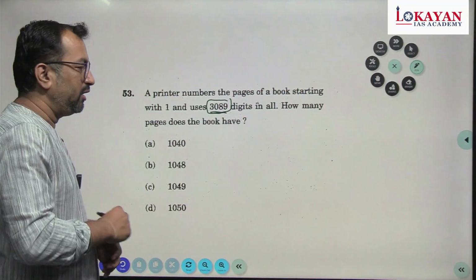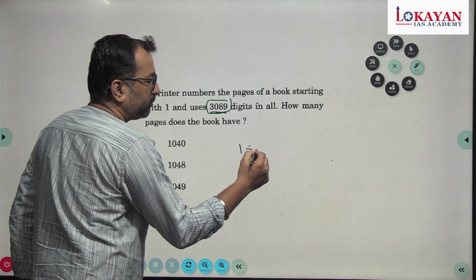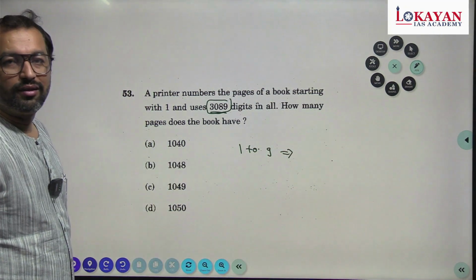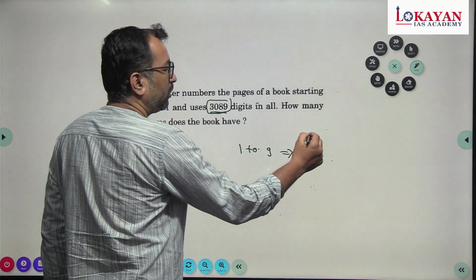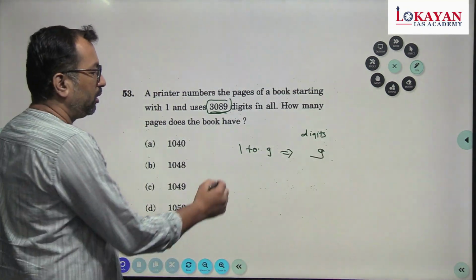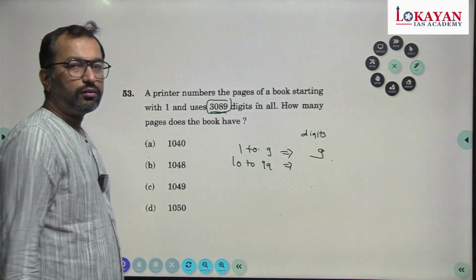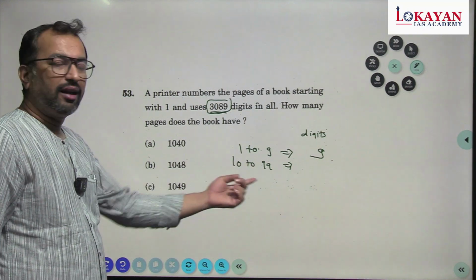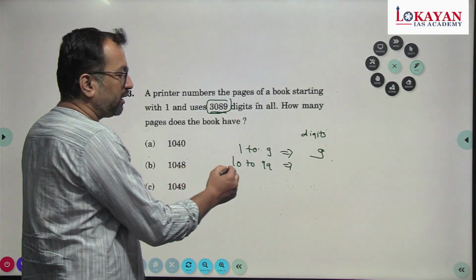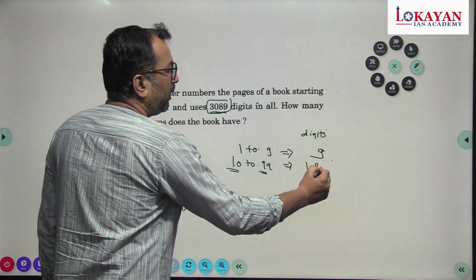Now, this question can be solved like this. 1 to 9 are the single digits, right? So how many digits? 9 digits, right? 10 to 99. How many numbers are there? 90 numbers. So 90 numbers means how many digits? These are all double digit numbers. So 90 into 2 will be 180 digits.